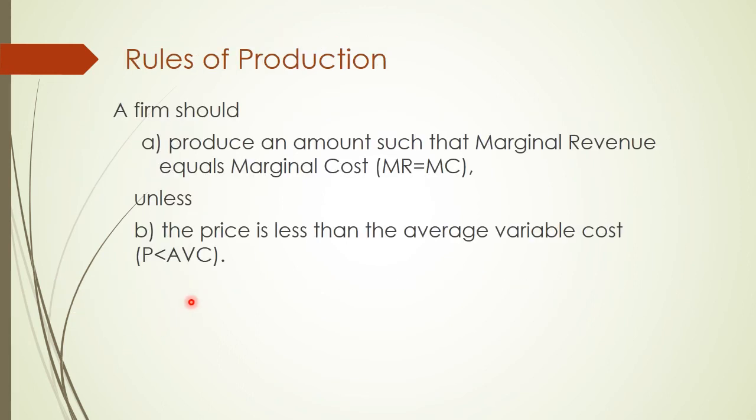Now what are the rules of production? That is, a firm should produce an amount such that marginal revenue equals marginal cost, unless the price is less than the average variable cost. Now here in perfect competition, what happens? Your market price is equal to your average revenue and it is equal to your marginal revenue. All these things become equal in perfect competition or a competitive market.